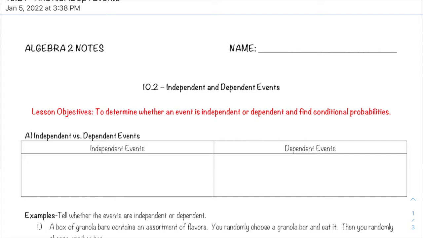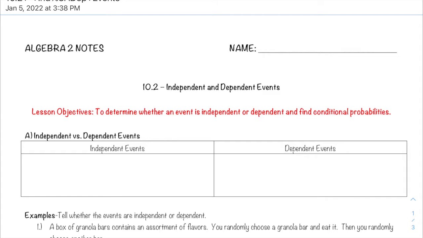So today we're just going to talk about how we calculate probability. Well, first of all, how we determine independent and dependent events, and then also how we calculate probabilities of independent and dependent events. This is a fairly easy concept, nothing too tricky here. Again, we're working with just basic probability concepts.